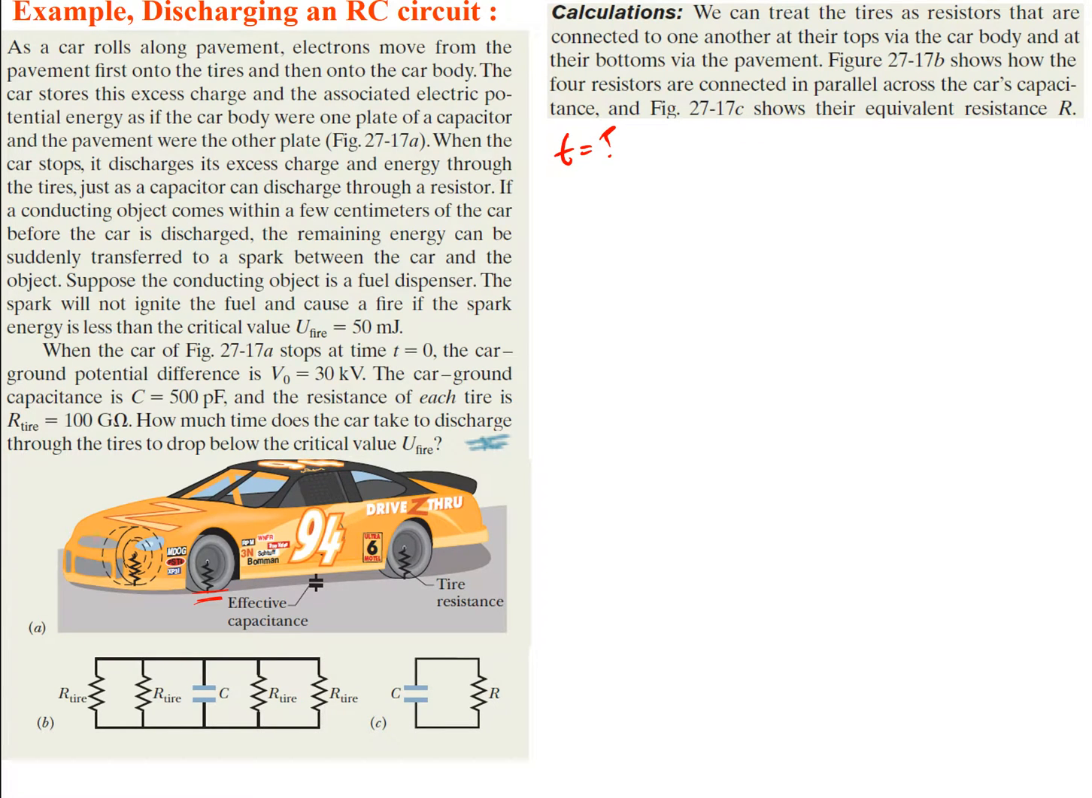Now, we can treat the tires as resistors that are connected to one another at their tops via the car body and at their bottoms via the pavement. So if you just think of them as resistors, the bottom of the figure here shows how the 4 resistors are connected in parallel across the car's capacitance, and it shows the equivalent resistance next. Okay, so if you had all the tires, 1, 2, 3, 4, and then you have a capacitor, everything's going to be in parallel, sort of like 2 plates in a way.